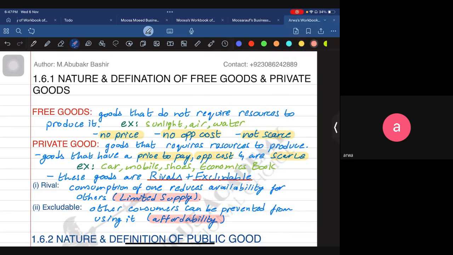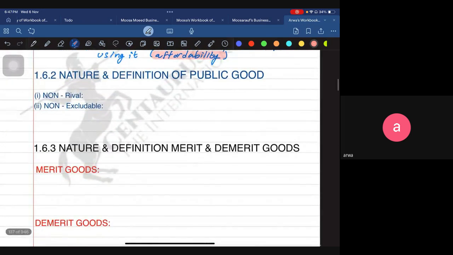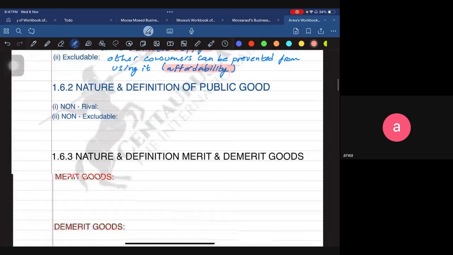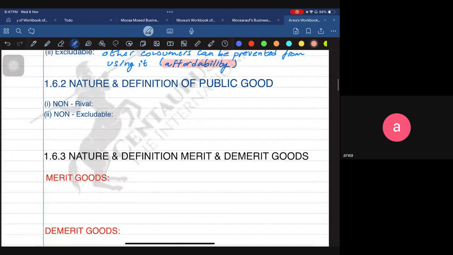Okay, coming back. So we have talked about the free goods, you've talked about the private goods. Now we are going to move on to the next part, which is the nature and definition of public good.